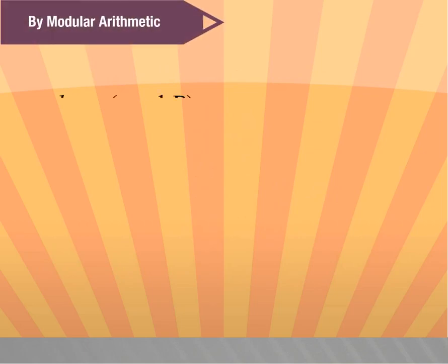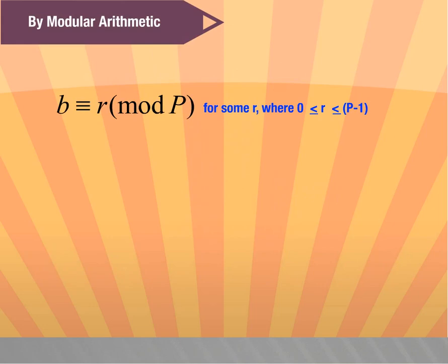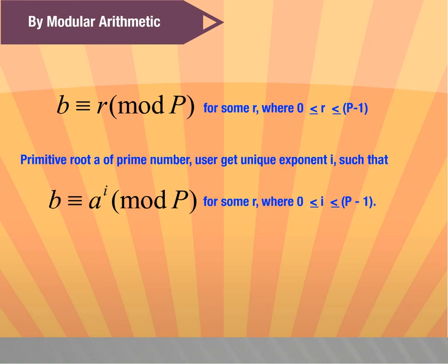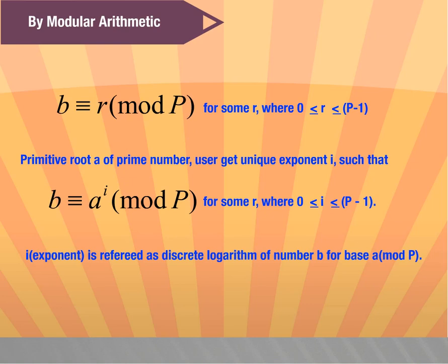By modular arithmetic, b is congruent to r mod p for some r, where 0 is less than or equal to r, less than or equal to p minus 1. For a primitive root a of a prime number, the user gets a unique exponent i such that b is congruent to a^i mod p, where 0 is less than or equal to i, less than or equal to p minus 1. This i, that is the exponent, is referred to as the discrete logarithm of number b for base a mod p.